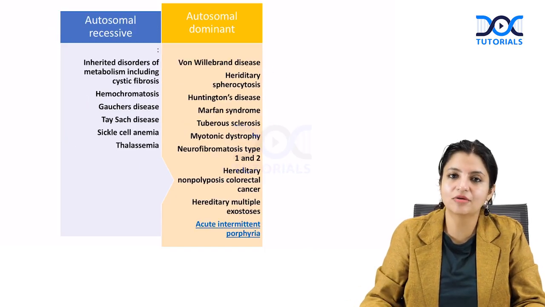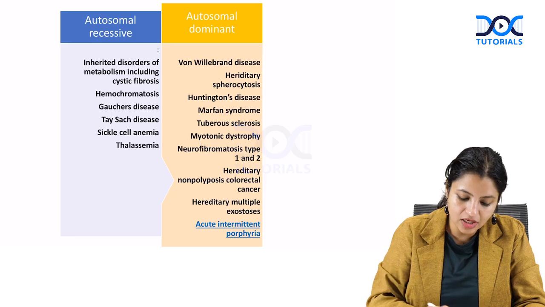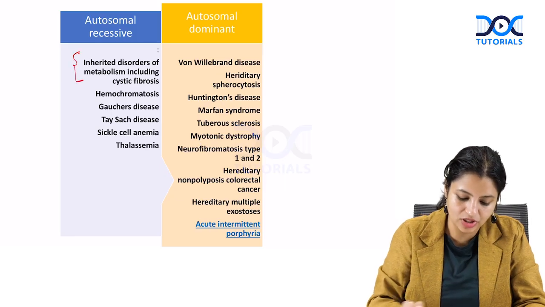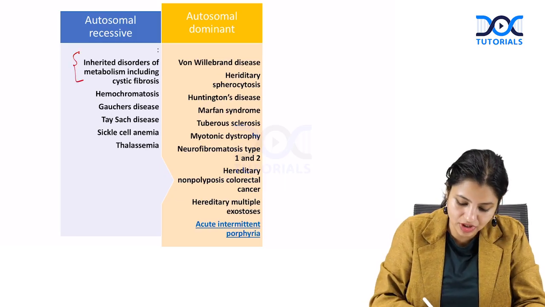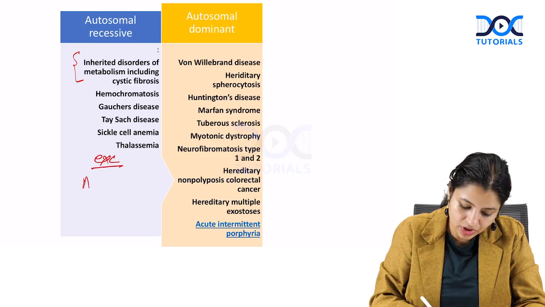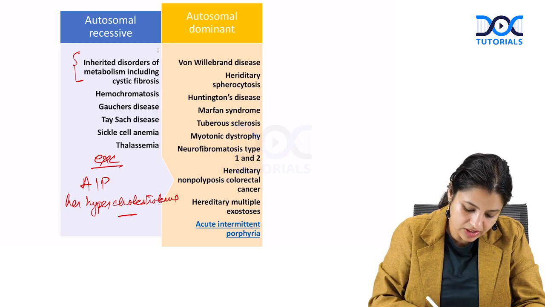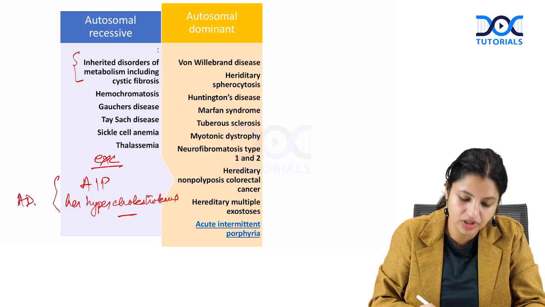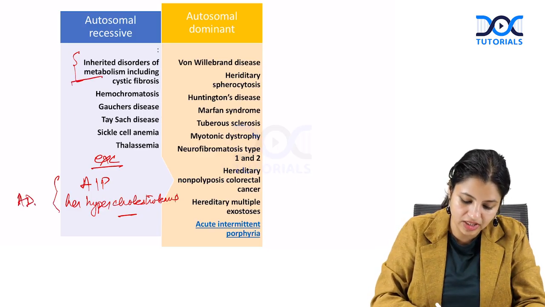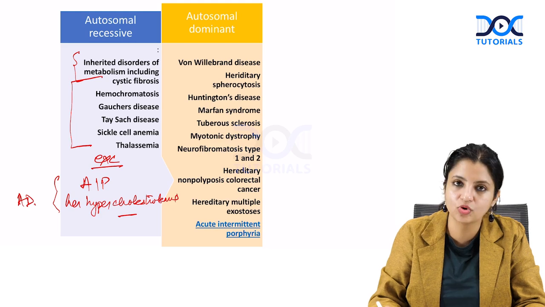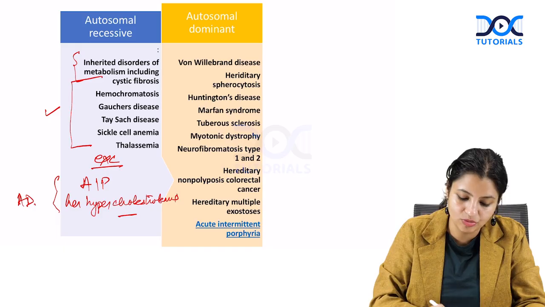Now let's come to the autosomal recessive inheritances. All the inherited disorders of metabolism, whatever it is, except acute intermittent porphyria and hereditary hypercholesterolemia, which are autosomal dominant. But what about others? All are autosomal recessive. That might be cystic fibrosis, hemochromatosis, Gaucher's, Tay-Sachs, sickle cell, thalassemia. They are all autosomal recessive.